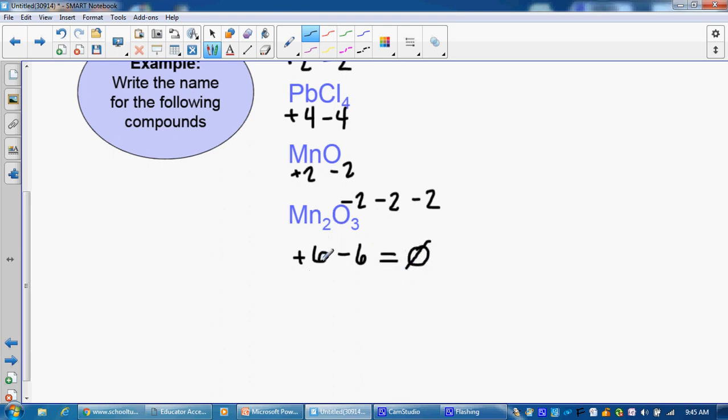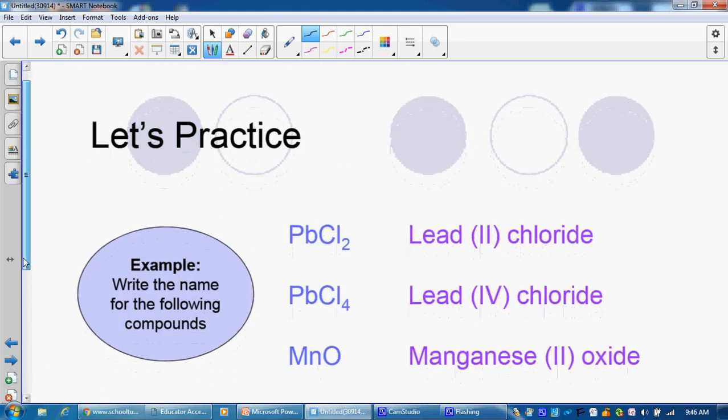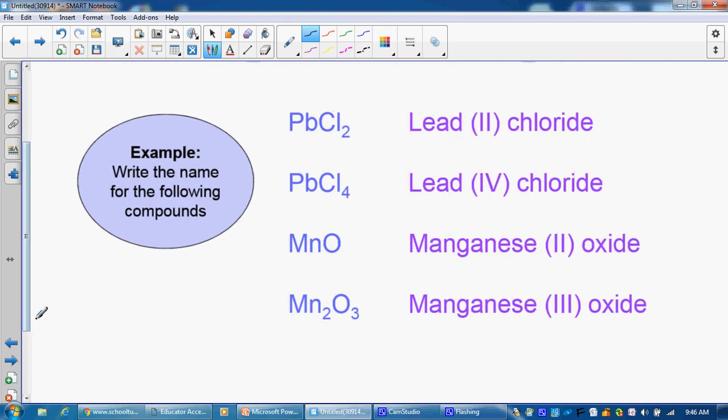So if we have a +6 charge and there's 2 of them, we have to divide this by 2, so we know that each of these manganese is going to have a charge of +3, so it'll be manganese 3 oxide. So here are the answers that you should have had. Okay, so again, these are a little trickier because you have to be able to figure out your charges.